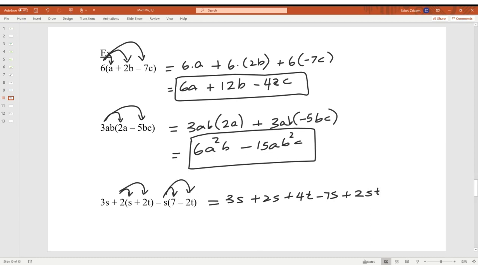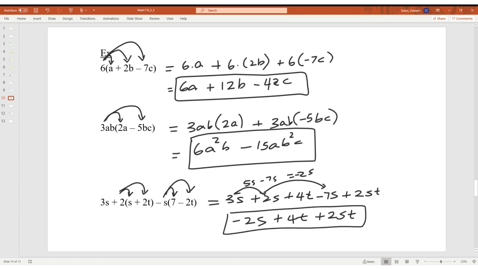Now combine like terms. So those three are like terms. This 3s, this 2s and this negative 7s. So 3s plus 2s is 5s. And minus 7s will be negative 2s. So I have negative 2s plus 4t plus 2st. Okay? That's the final answer. Excellent, Norma. I think she got the correct answer.